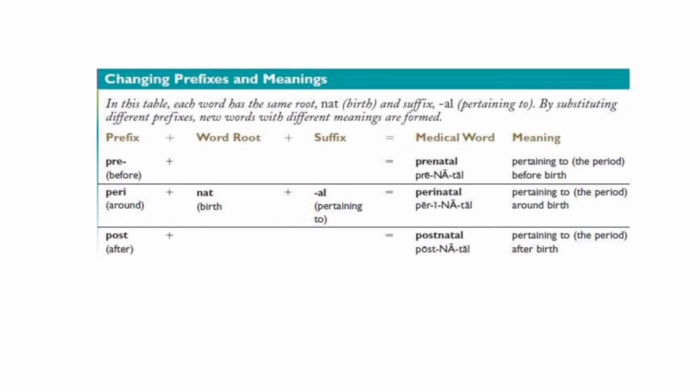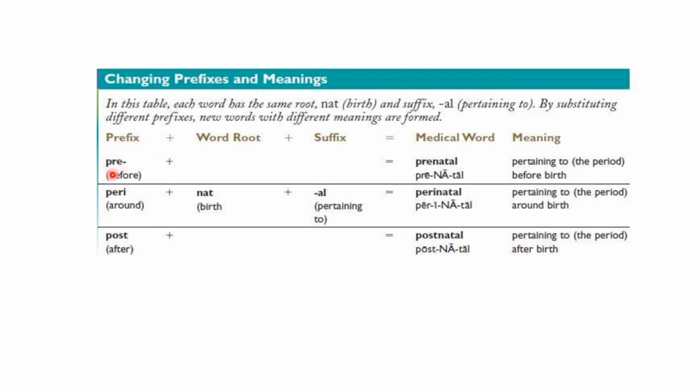Now we will see a common word root and suffix. What happens if we change the prefixes? Over here, the word root and suffix will be the same. That is, nat means related to birth, and the suffix is al, that is, pertaining to. Fine. So now we will see the meaning of this word after changing the various prefixes.